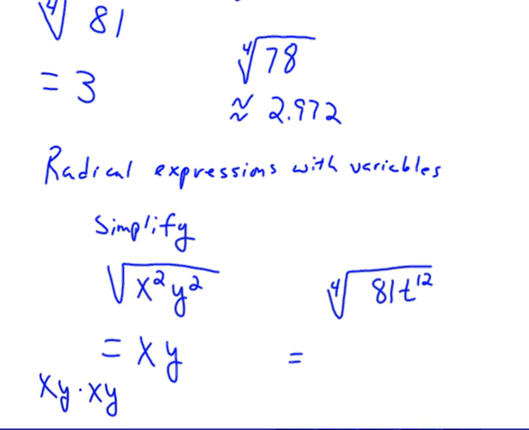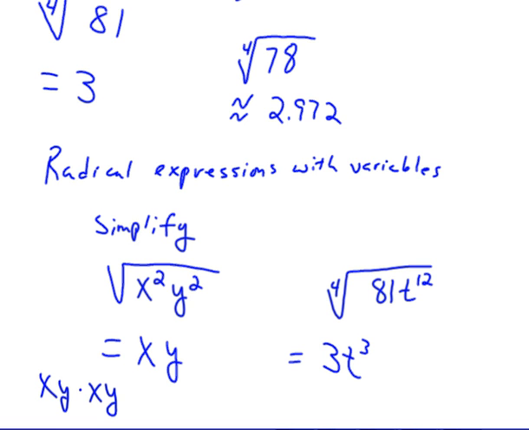What is the fourth root of 81t to the 12th? All right, so think about it first. Everybody think about it. What multiplies by itself 4 times? You can't treat those separately. So what multiplies by itself 4 times to get 81? 3. And what multiplies by itself 4 times to get t to the 12th? t to the third.